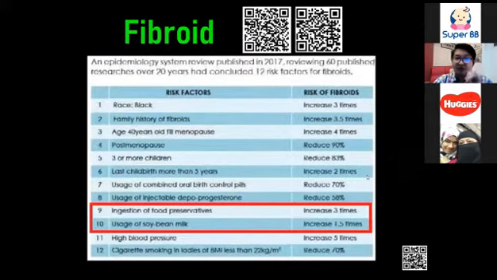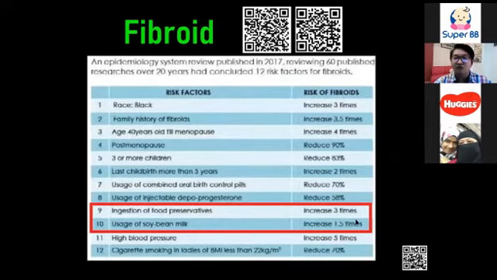That you should avoid, researchers found 12 risk factors. Two risk factors relate to ingestion. Mainly, it is food preservative. Food preservative means that if you take anything that is not fresh, then the fibroid may grow and the risk increases 3 times. The second thing is soybean milk. It increases the risk 1.5 times.